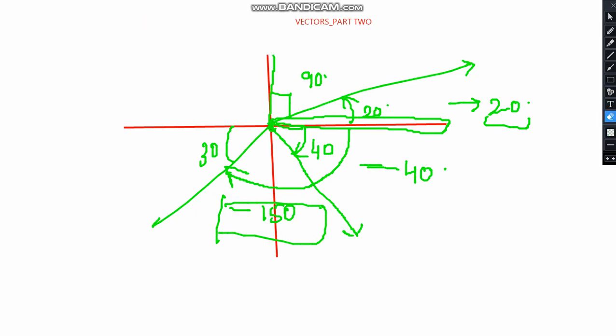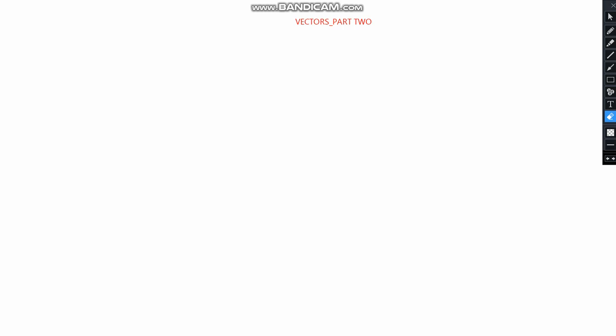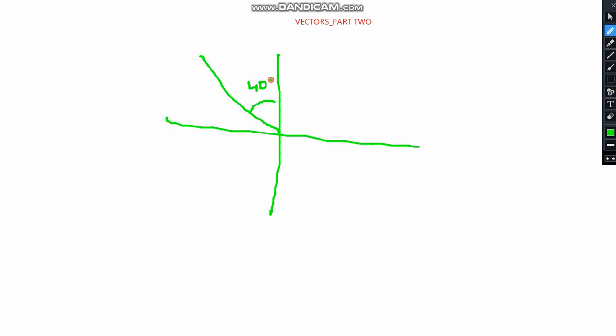In an instant we can refer to vectors as minus 20, minus 40. I'll give you one sum. Maybe the vector is like here, maybe this is 40 degrees. What will you say the vector is? Here this is 90, so 90 plus 40 is 130 degrees. This is a 130-degree vector. Very simple, very straightforward. Please try to understand this very important concept.